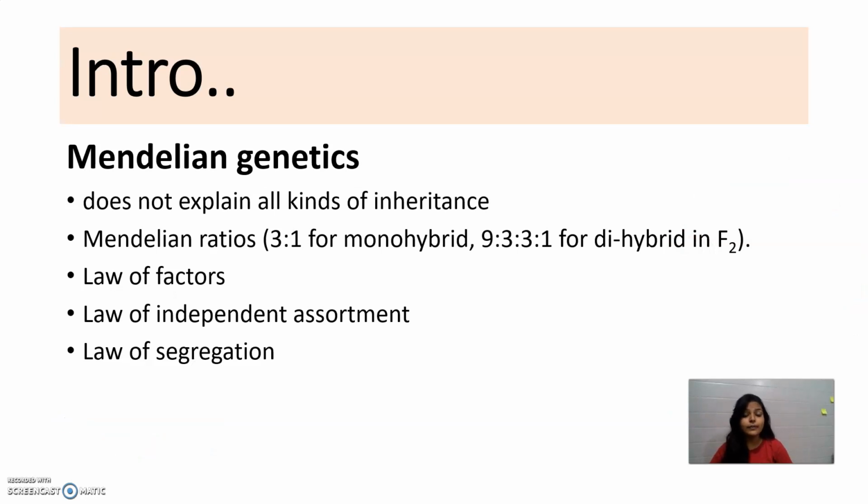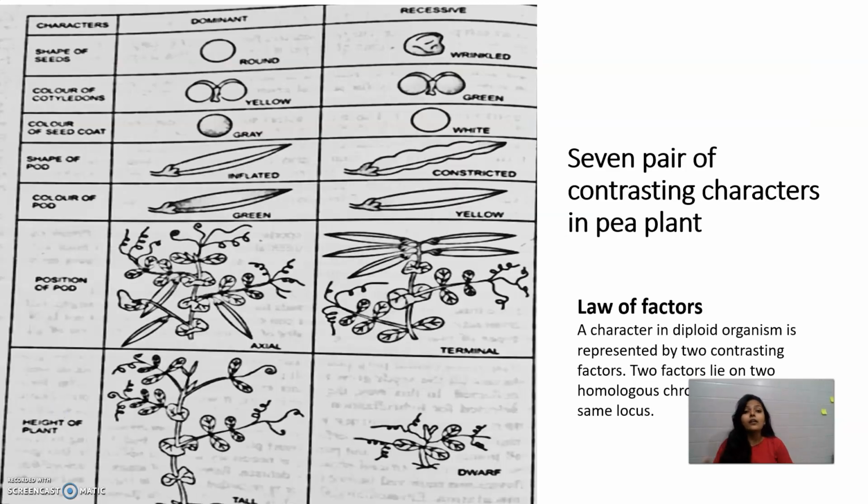Before going to gene interaction, we should first know about Mendelian genetics. Mendel took several varieties of pea plant and carried out his hybridization experiments. He did both the monohybrid and dihybrid crosses and arrived at three laws of genetics: the law of dominance, the law of independent assortment, and the law of segregation.